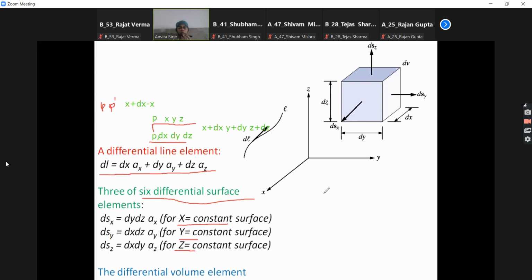So that is why it is written here, look, z is equal to constant plane, how is its area written? Look, dx into dy. dx and dy, because z is equal to constant plane is basically the xy plane. So its length and breadth, that is dx into dy. Please remember, whenever you are calculating the area of the differential surfaces, it is going to be a vector. It's going to be a vector.